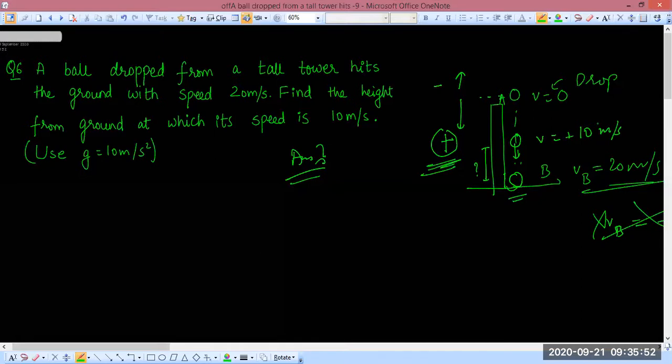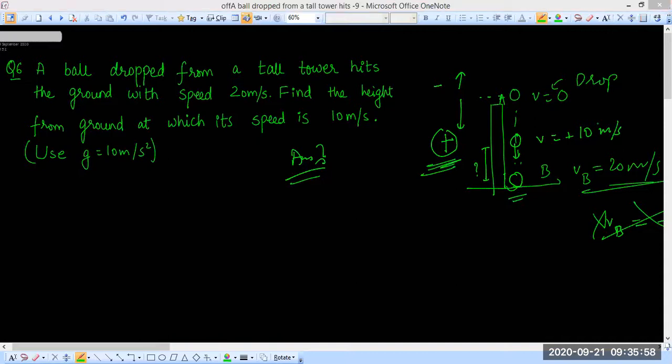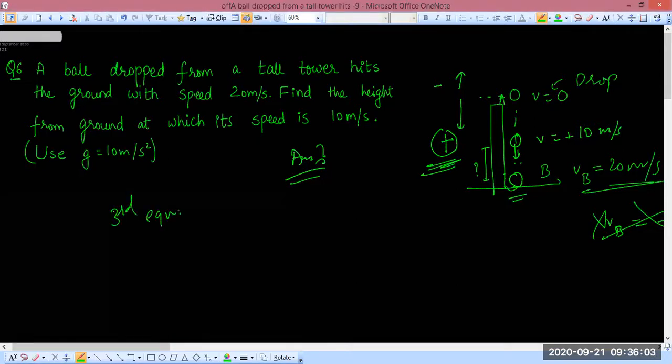No, it can't be 20. So we will use the third equation. But from which point to which point? Can you tell me? We'll use the third equation from dash to dash. From which point to which point, everyone?